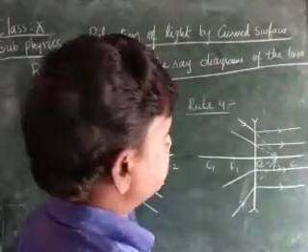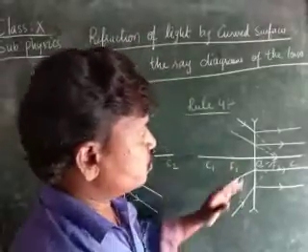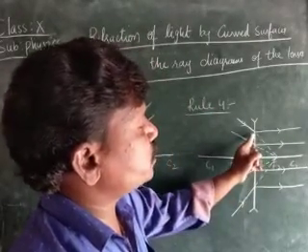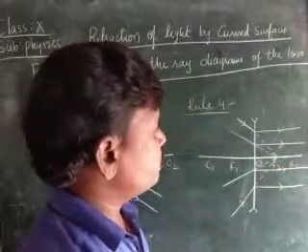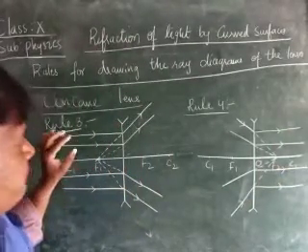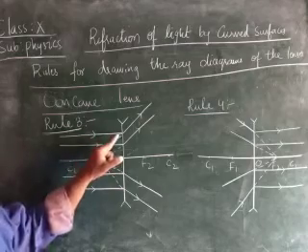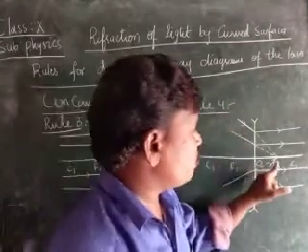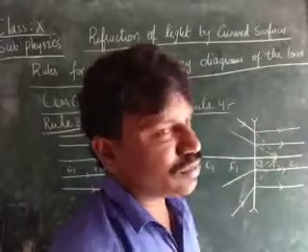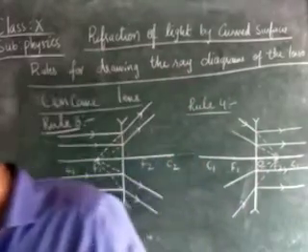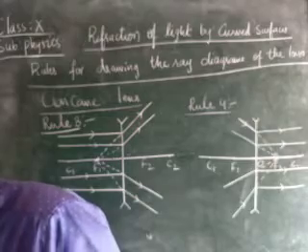Okay, children, this is the fourth rule. That is, when the light ray is passing through the focal point, after refraction it travels parallel to the principal axis. The third rule is that when a light ray travels parallel to the principal axis, it appears to converge here. Here, when the light ray is passing through the focal point, it travels parallel to the principal axis. This is the fourth rule. Next, we have the fifth rule, children.